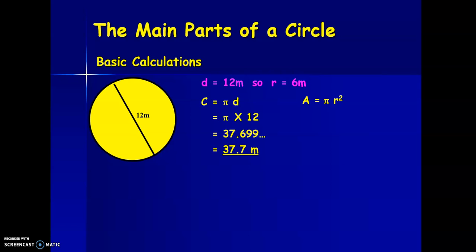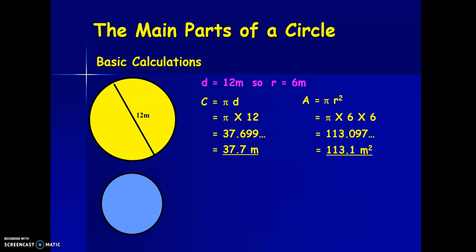Following on from that, we can calculate the area. Area is pi times the radius squared, which would be pi times 6 squared. From that, we got 113.097, which rounds to 113.1 square metres to one decimal place.